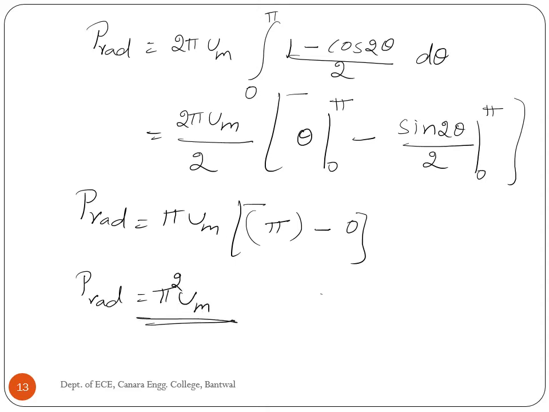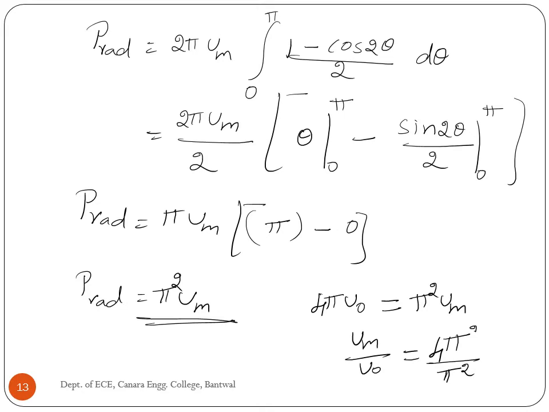We know that the radiated power from an isotropic source is 4 pi U naught, which we equate with the radiated power of the given pattern, pi square Um. So Um by U naught is equal to 4 pi divided by pi square, which is equal to 4 by pi, nothing but the directivity.